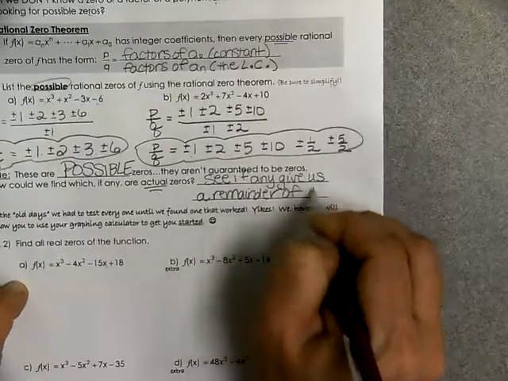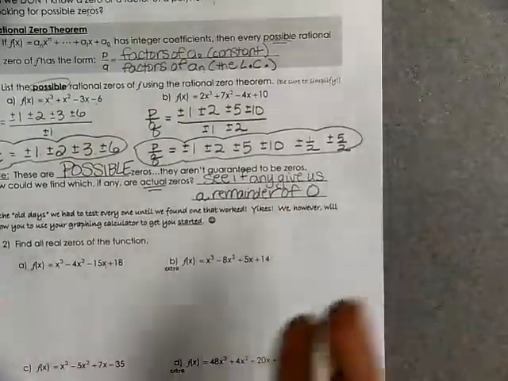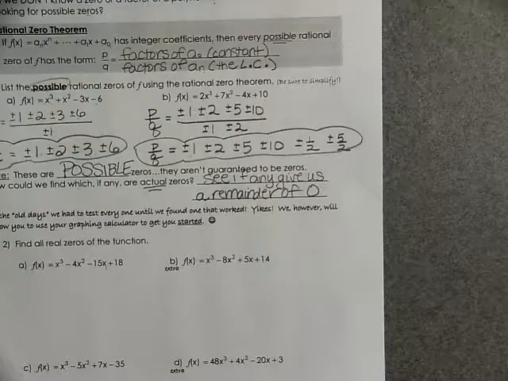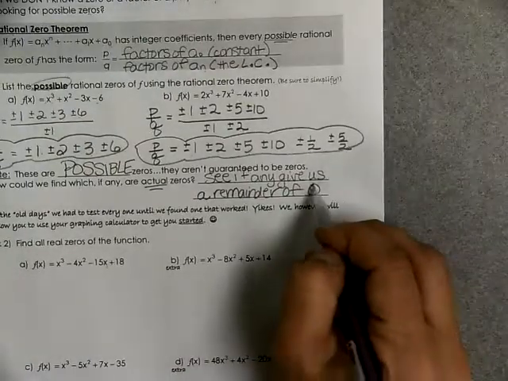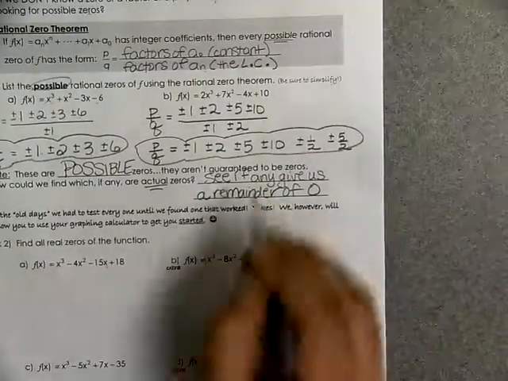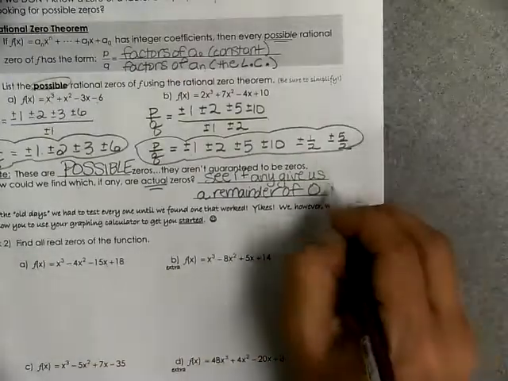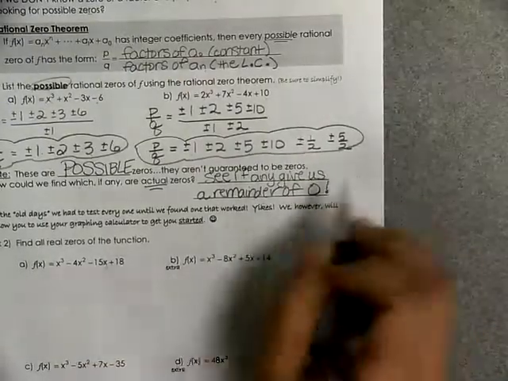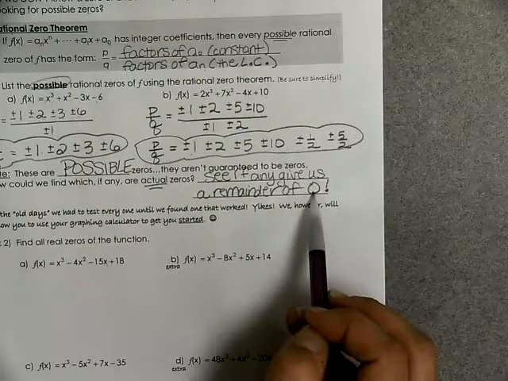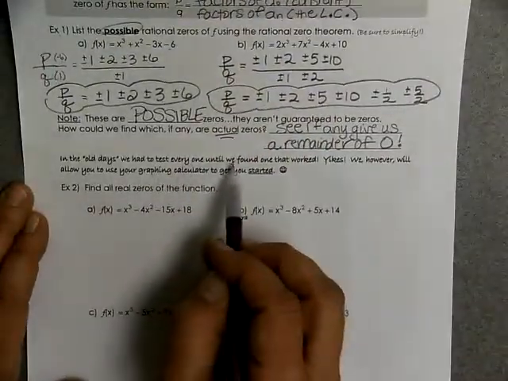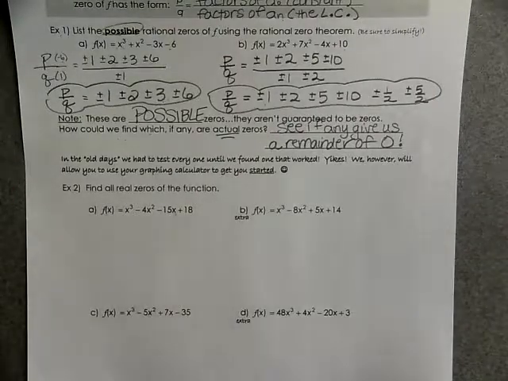Because if it gave us a remainder of 0, then that means that this is a 0 of the function, based on what we talked about the other day in the last lesson, okay? So all we'd have to do is test to see if one gives us a remainder of 0. Now, back in the old days, we had to test every single one to find one that works.